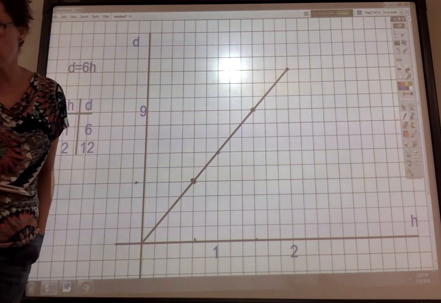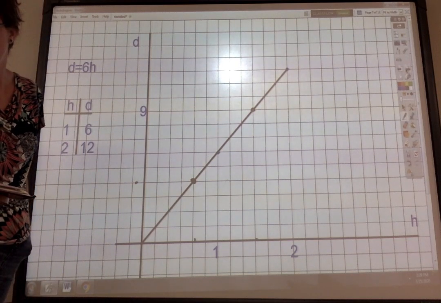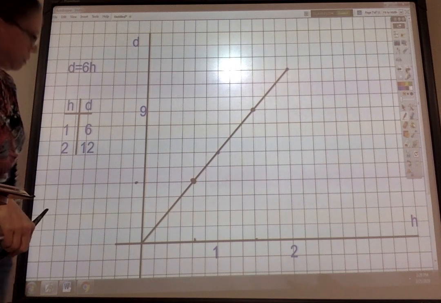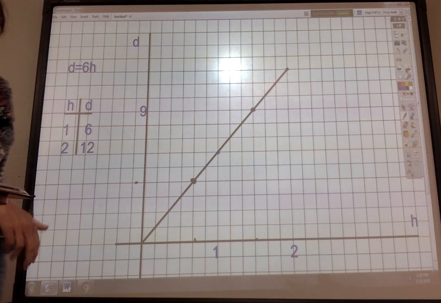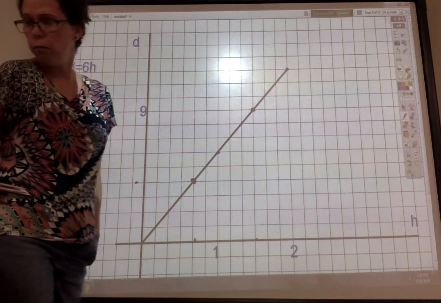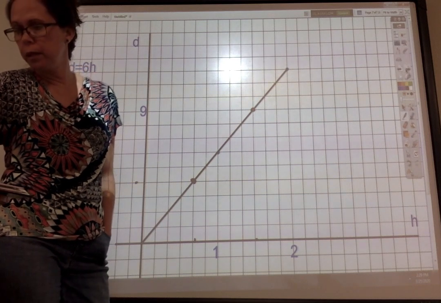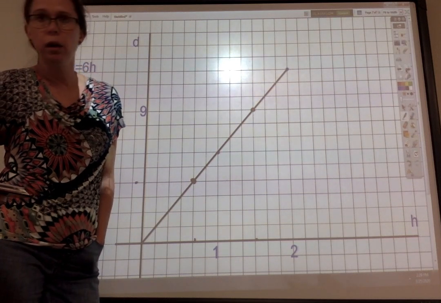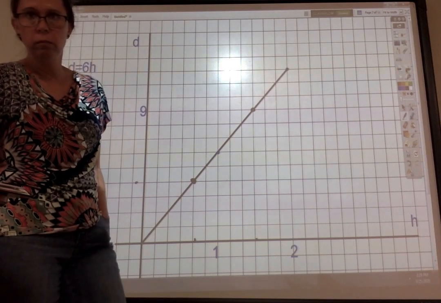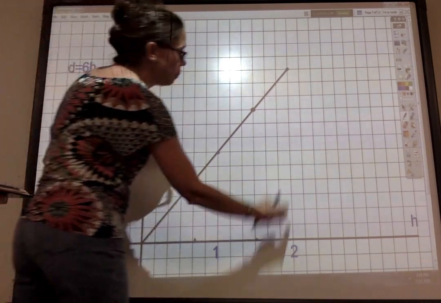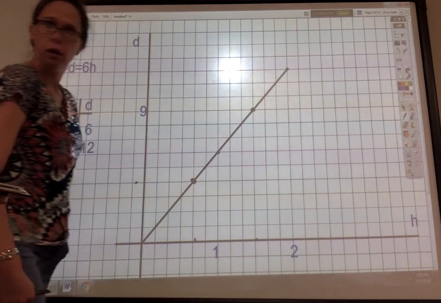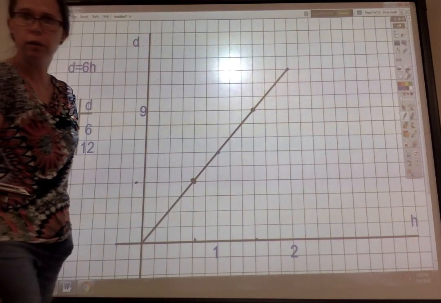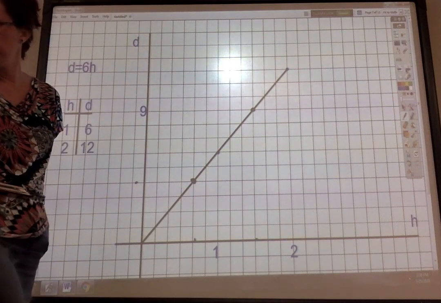Now number 7 says, why is the graph of the distance Sam jogged a segment and not a ray? Well, the answer to that is way back in number 4. It says that Sam jogged at a pace of 6 miles per hour, but he only did it for 2 hours. Okay? So we're going to stop our graph at 2 hours because he didn't jog any longer than that. Okay?